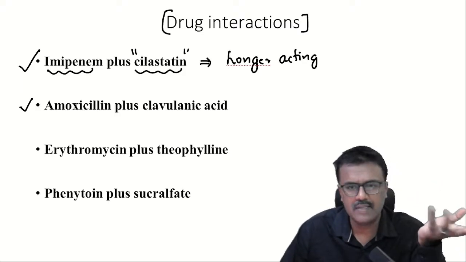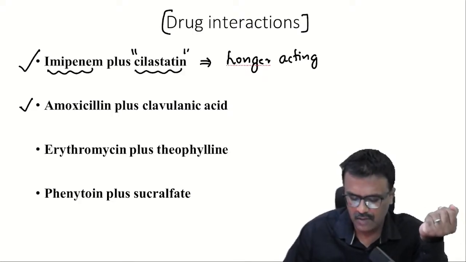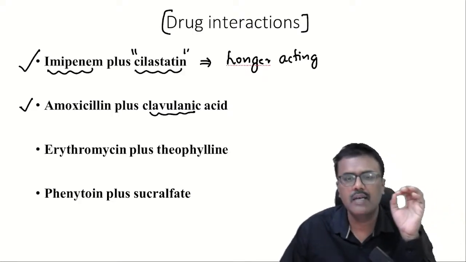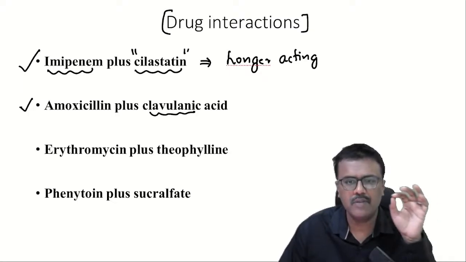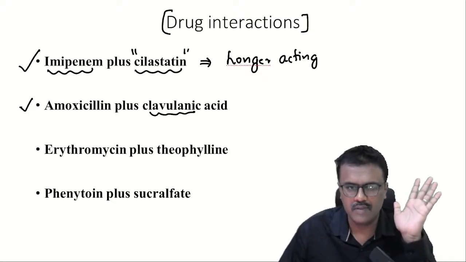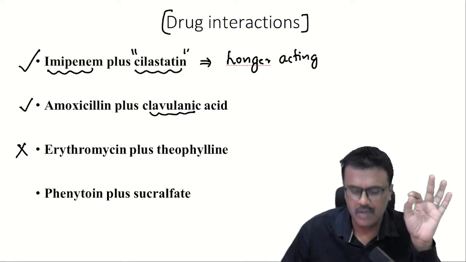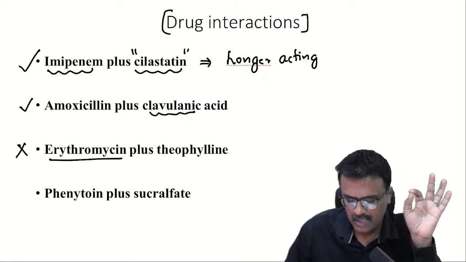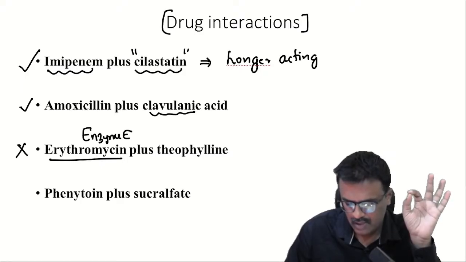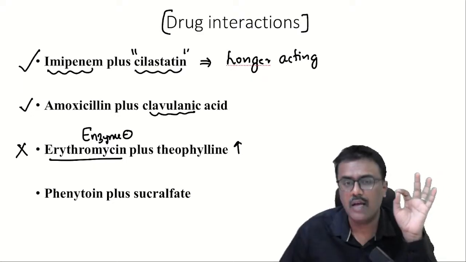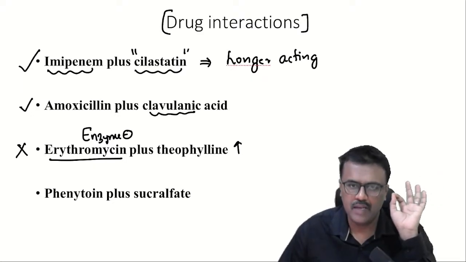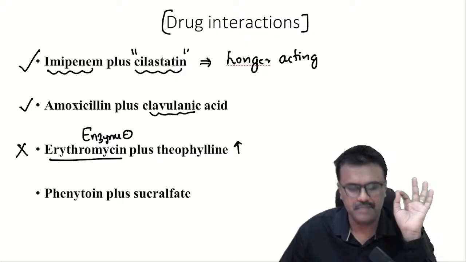Amoxicillin plus clavulanic acid, yes, you can give it because clavulanic acid is a beta-lactamase inhibitor. So any bacteria producing beta-lactamase, you can give it. Can I give erythromycin plus theophylline? No. Erythromycin is an enzyme inhibitor. So if I give it with theophylline, theophylline toxicity will happen. I gave the same question earlier.